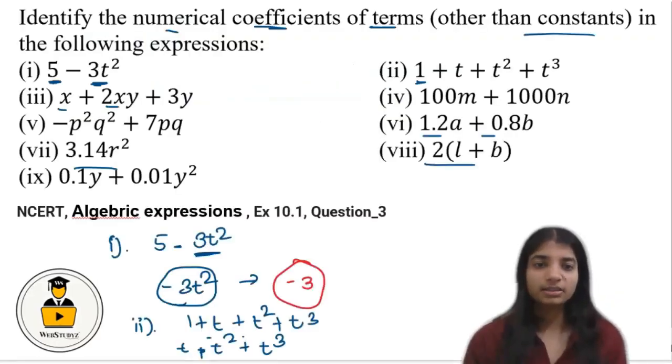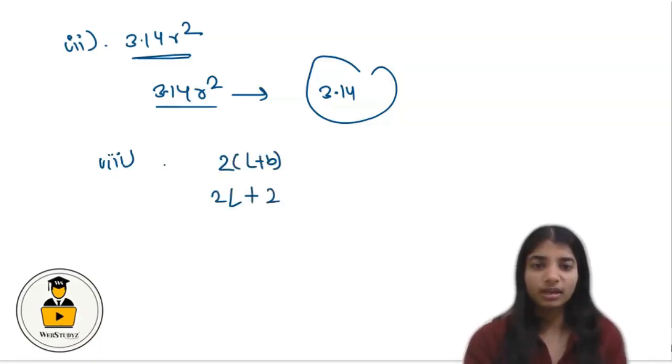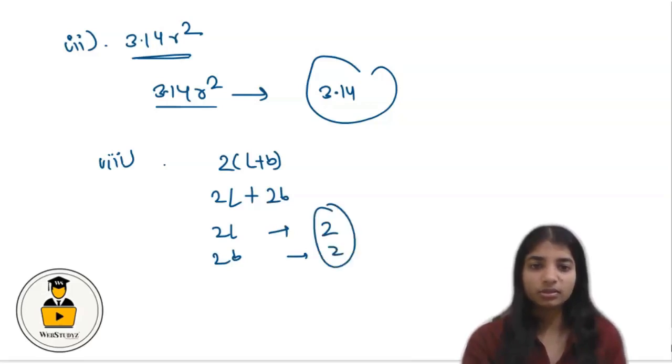Now part 8 is 2 times l plus b. We have to find the coefficients of the terms. Here 2 times l plus b is written as 2l plus 2b. So our terms are 2l and 2b. The coefficient for 2l is 2 and the coefficient for 2b is 2. So this is the answer to part 8 of this question.